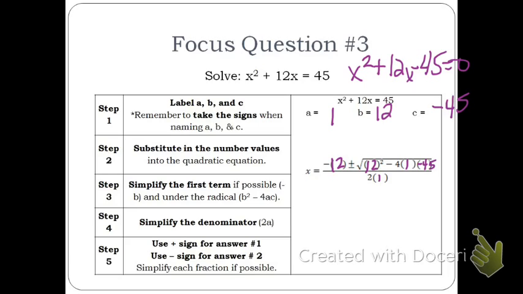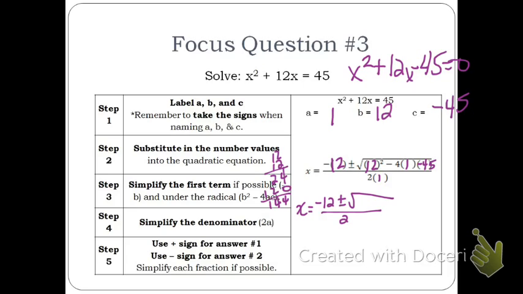Alright, simplify. It's the same as -12 plus or minus the square root of your discriminant, we'll solve that here in a second, all over 2 times A, well that's 2. Alright, your discriminant, 12 squared. I don't have a calculator with me today, so I have to do everything long-handed. 4, 4, 2, it's 144.